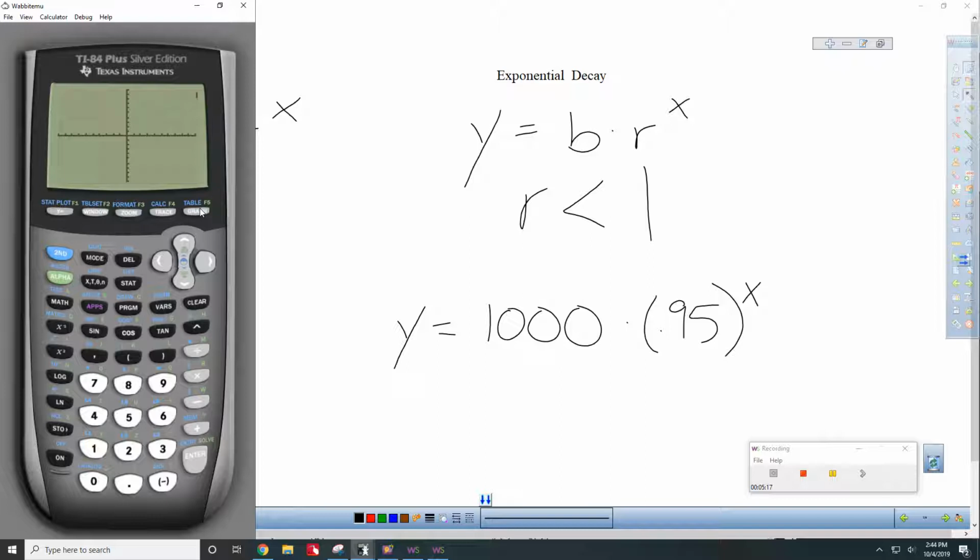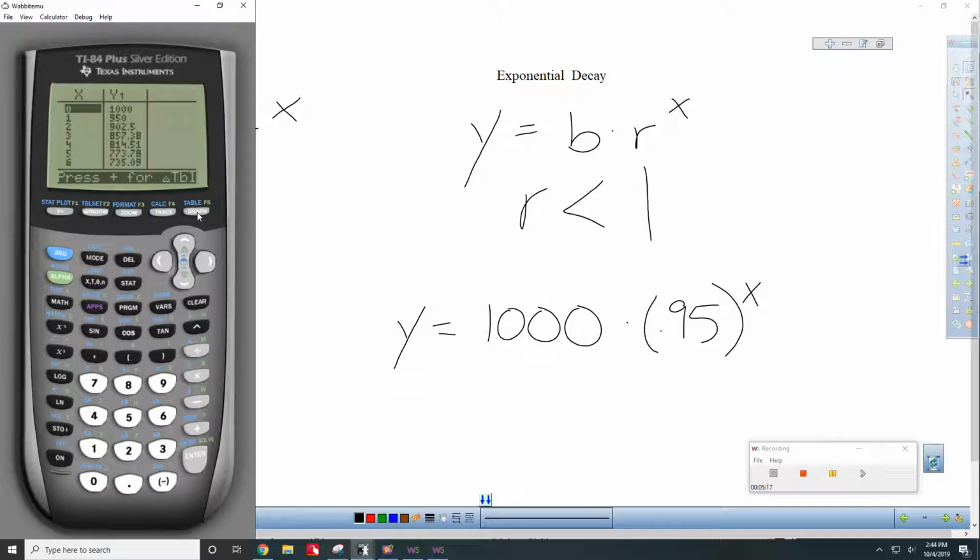Sorry, I've got to wait for this thing to graph. You're not going to see it. It's off the screen because it starts at 1,000. Let's scroll back up. Let me show you how to do this. Let me go to my table settings, and we want to start the table at 0. Now let's go back to the table.